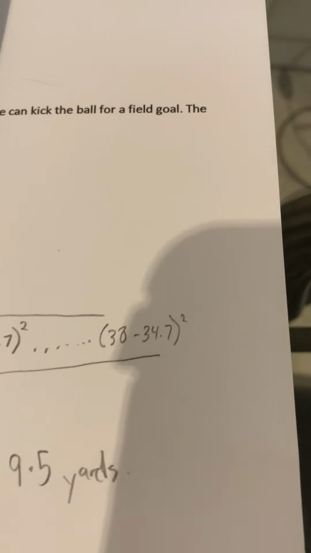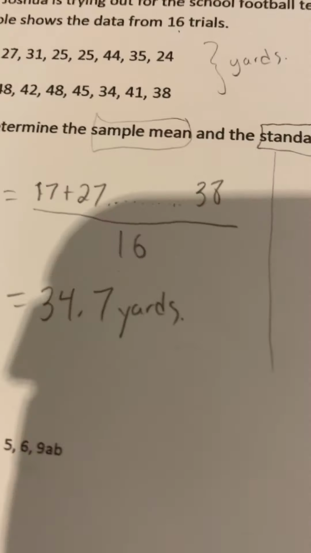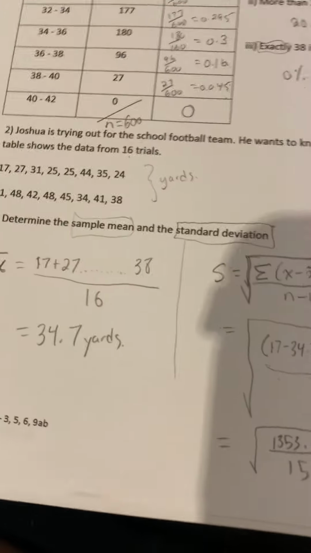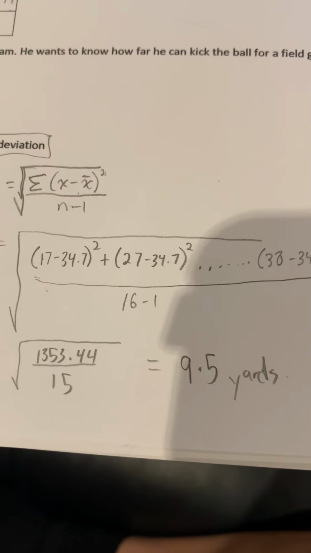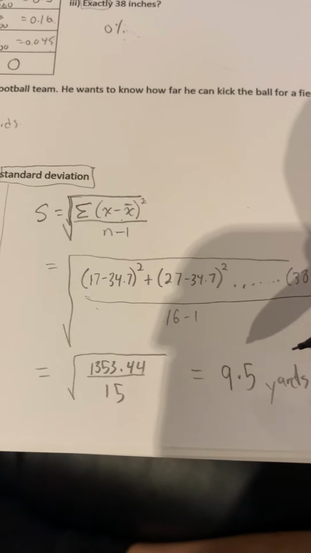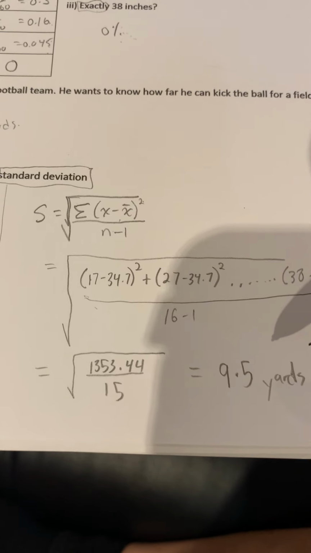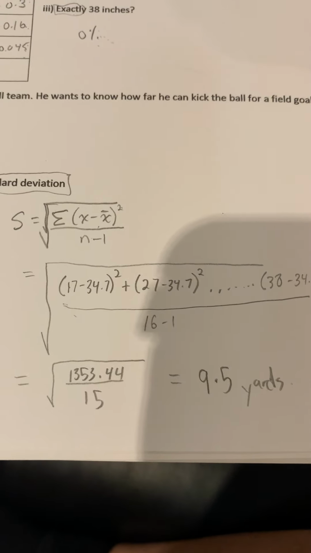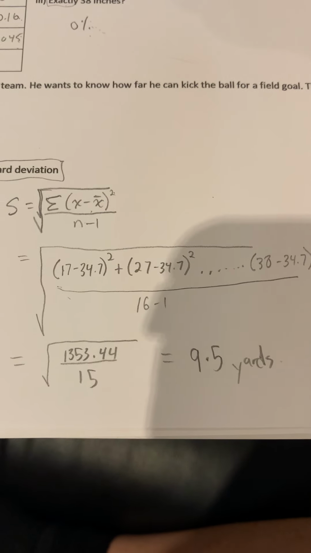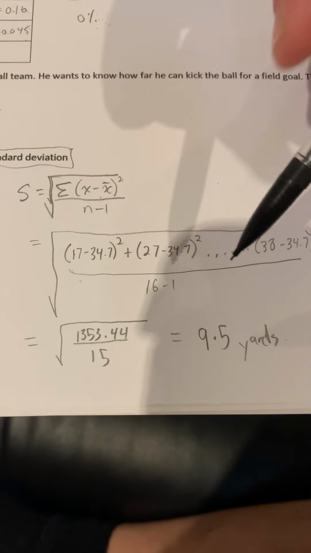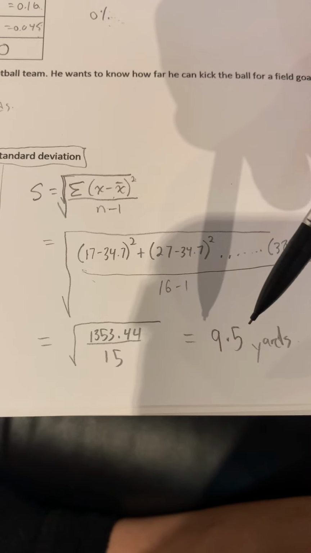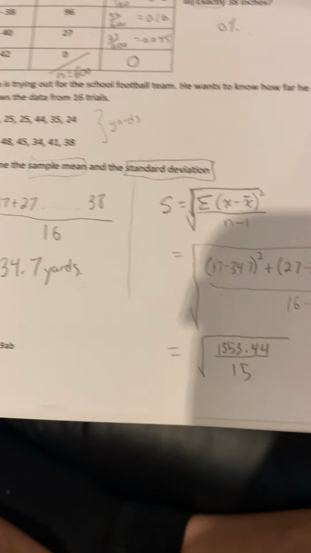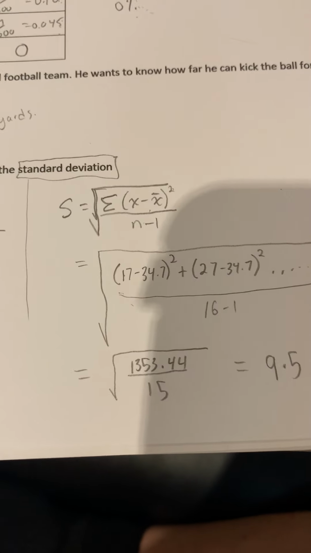So the average, the mean, is 34.7 yards, and the standard deviation is 9.5 yards. Remember, the standard deviation tells you the average distance any value is away from the mean. So on average, any kick will be 9.5 yards away from the mean.